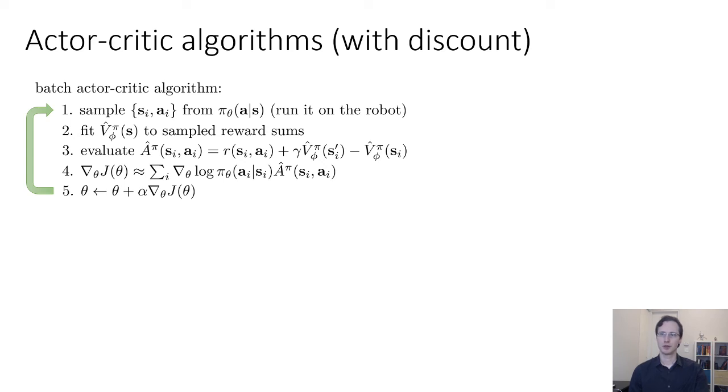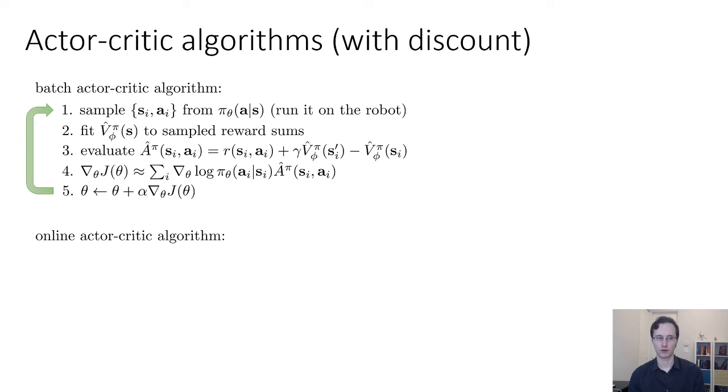All right, so what happens when we introduce the discount into our actor critic algorithm? Well, the only thing that changes is step 3. So in step 3, you can see that we've added a gamma in front of v pi phi s prime. Everything else stays exactly the same. One of the things we can do with actor-critic algorithms, once we take them into the infinite horizon setting, is we can actually derive a fully online actor-critic method.